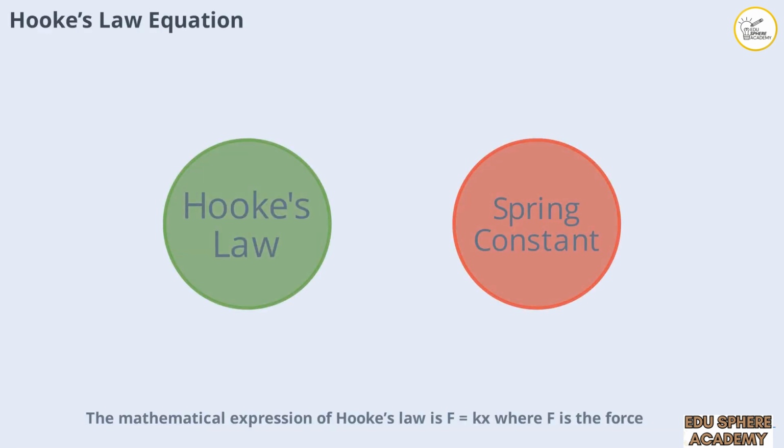The mathematical expression of Hooke's law is F equals kx, where F is the force, k is the spring constant, and x is the extension. The spring constant k tells us how stiff the spring is. A larger value of k means the spring is harder to stretch. This equation is used to calculate the force required to achieve a certain extension or vice versa. Understanding this formula is essential for solving physics problems related to springs and elastic materials.